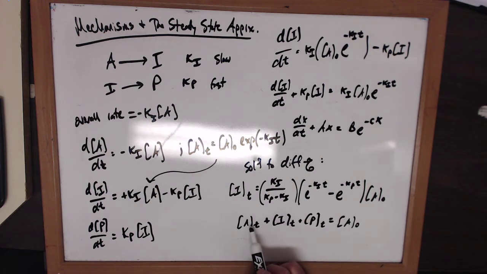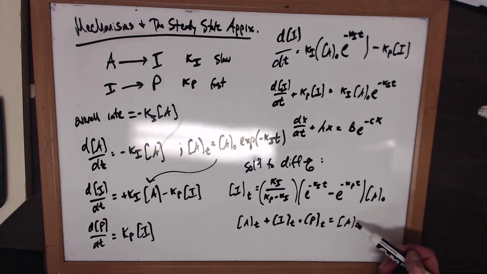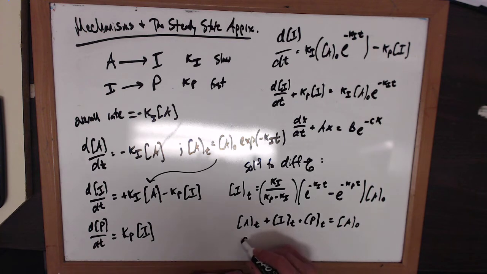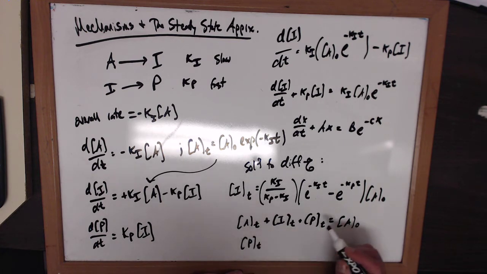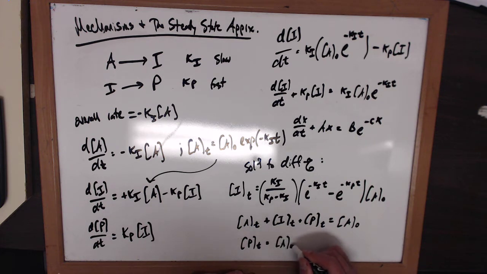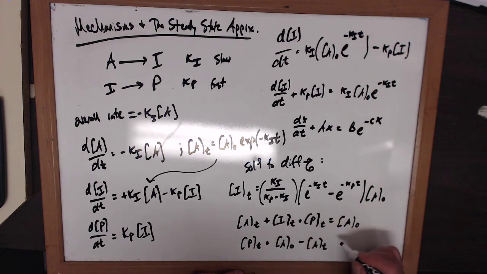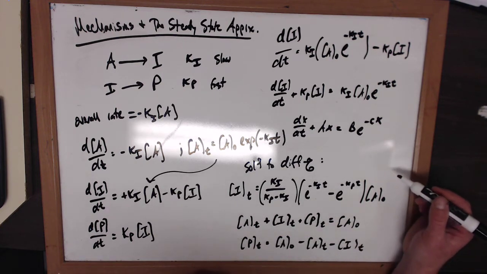And so, of course, at any time my concentrations must add up to the original concentration of A that I had. And just using this simple algebraic expression, I can now solve for an expression P of t, which is just going to equal A initial, minus A at time t, minus I at time t. And then what we have to do is rather cumbersome, but we can do it.